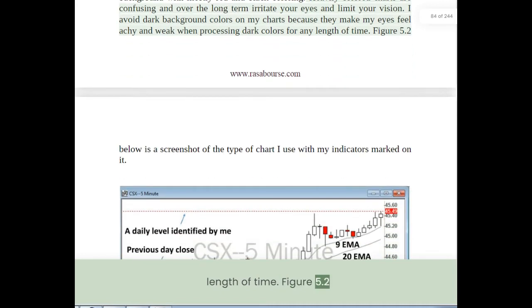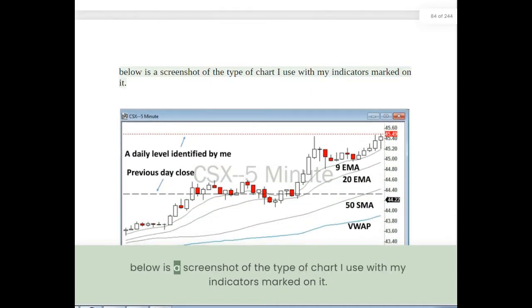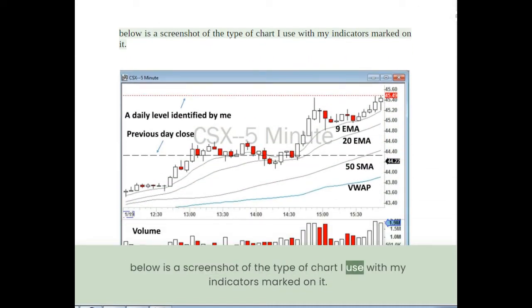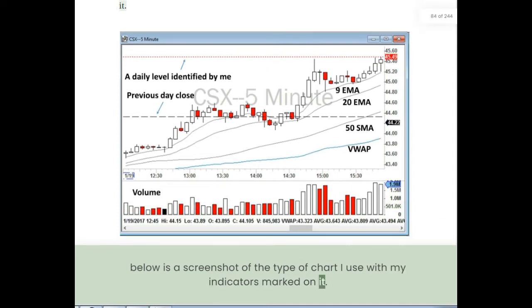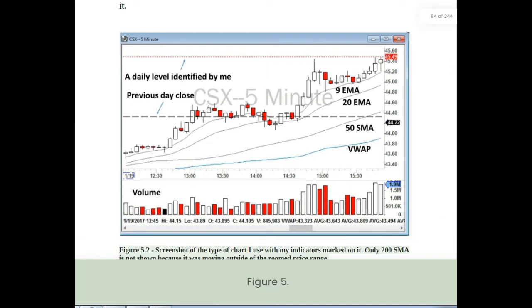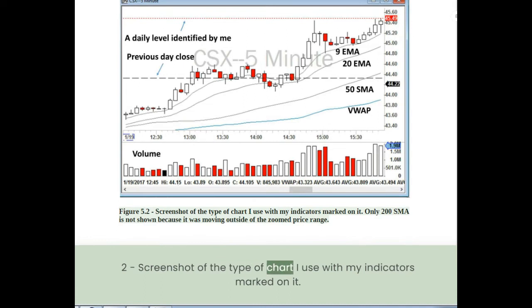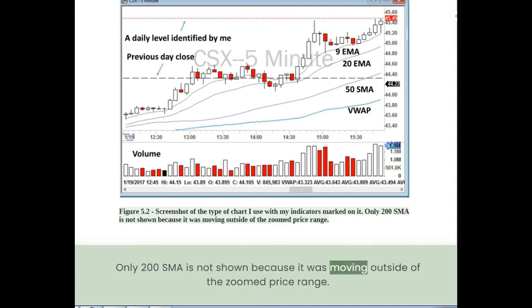Figure 5.2. Below is a screenshot of the type of chart I use with my indicators marked on it. Only 200 SMA is not shown because it was moving outside of the zoomed price range.